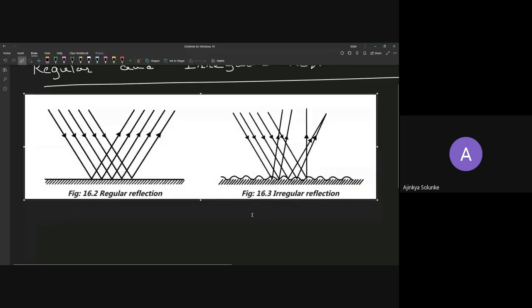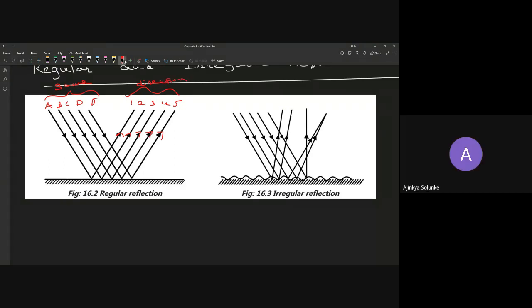Also, observe these two figures. In the first one, look at the incoming rays. Can we say all of them are parallel, this A, B, C, D, and E? Yes. And what about the other ones, 1, 2, 3, 4, 5? Same, right? They are also parallel to each other. The direction of all of them is the same.